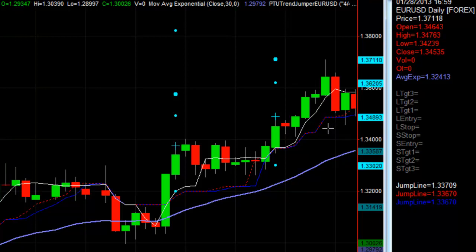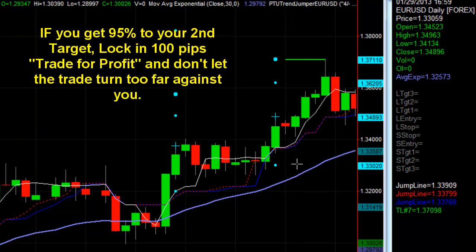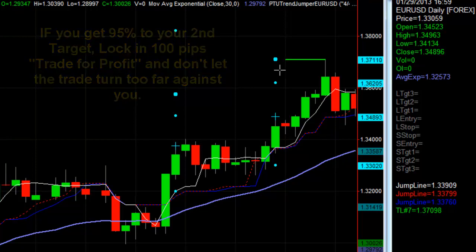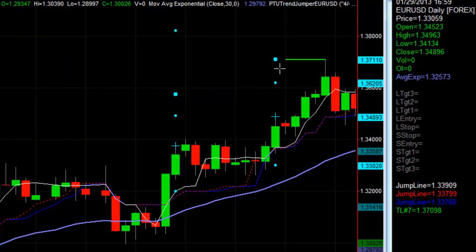However, keep this in mind. If you hit the second target, make sure you don't take a loss on the rest of your position. In fact, part of this trade plan is if you get to within 95% of that second target, you want to lock in at least 100 pips of profit. Okay, I forgot to mention that earlier, but that will at least protect you if it does come down hard. And instead of taking a loss, you get 100 pips. Okay, that's only if it's gone 95% of the way. We call that trading for profit. Okay, all right, let's continue.